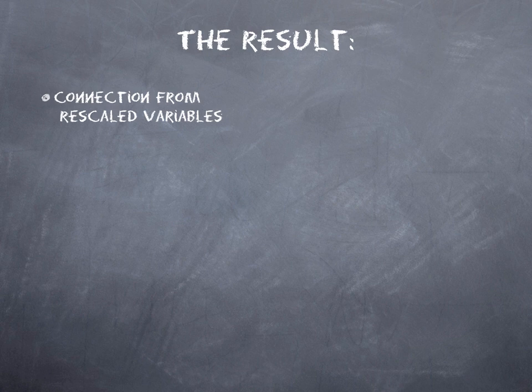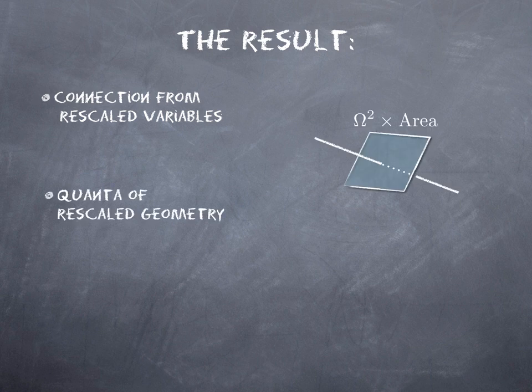As a consequence of this, we will find that quanta of geometry are now quanta of rescaled geometry. That is, if we, for example, draw some link of a spin network, and this link intersects some surface over which we have defined, for example, an area-type operator from the fluxes, then the quantum number on this link will not measure area, but the rescaled area Ω² times the physical area.